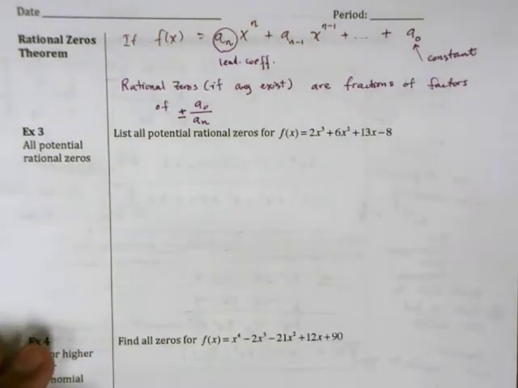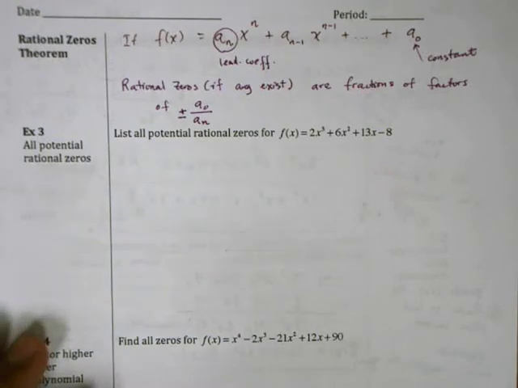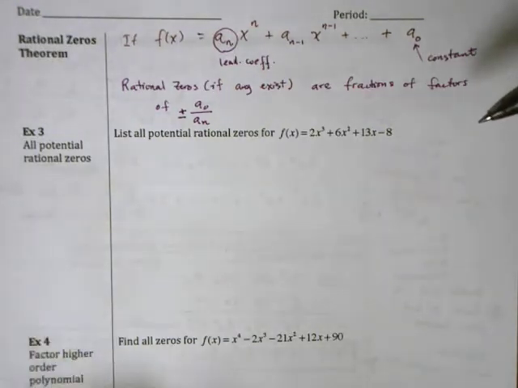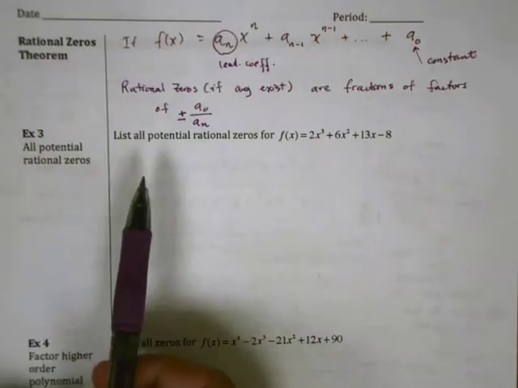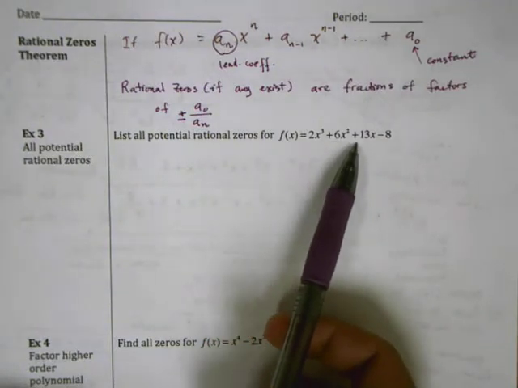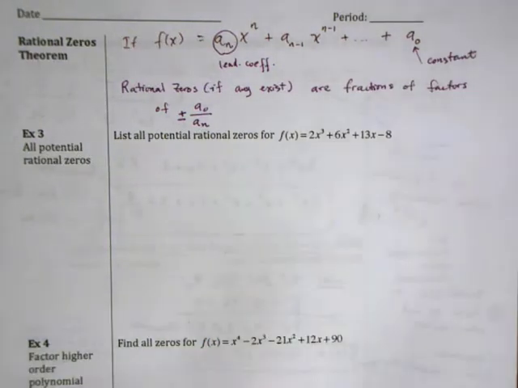Okay. And this theorem is somewhat complicated in the way that it's stated, but when you see a couple of examples, it'll be very, very straightforward. Okay, and so with that in mind, let's take a look right away at an example. Here we have a function f of x equals 2x to the third plus 6x squared plus 13x minus 8. We want to list out all of the potential rational zeros.